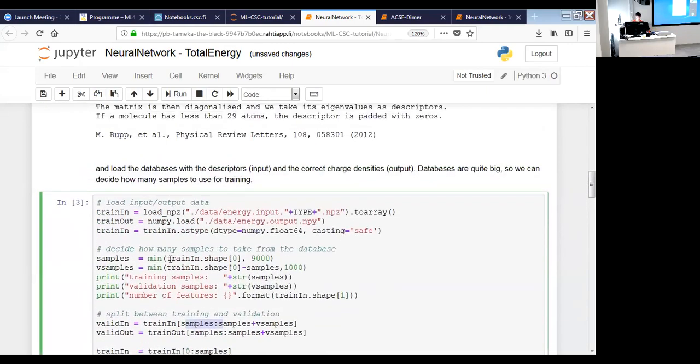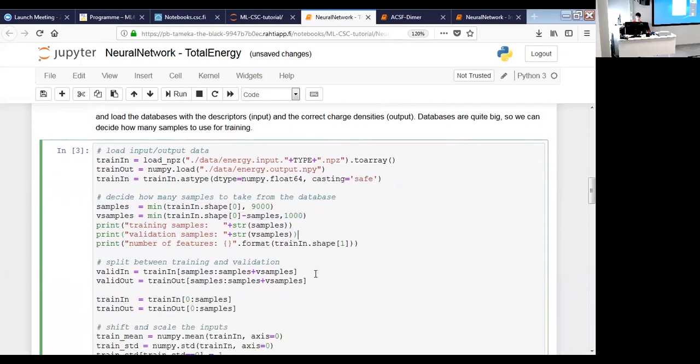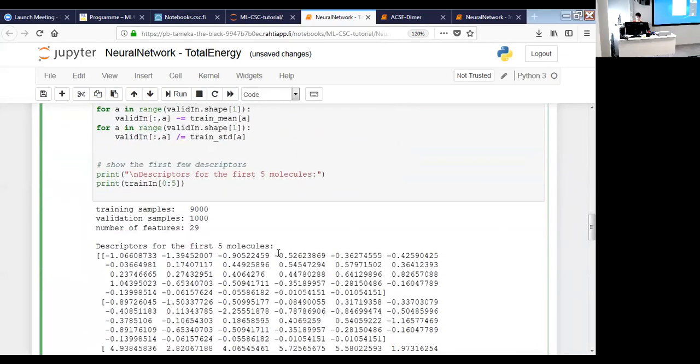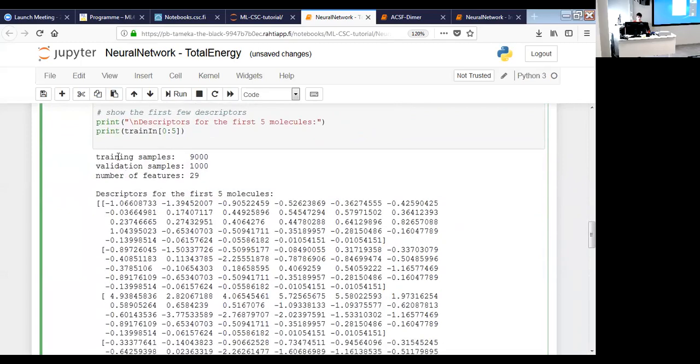So we take 9,000 samples for the training, which is the first 9,000 from the database, and then we take from 9,000 to 10,000 for validation, just 1,000 of them. And yeah, now we see we have 9,000 training samples, 1,000 validation samples. Each one has 29 features. Those are the eigenvalues of the Coulomb matrices.